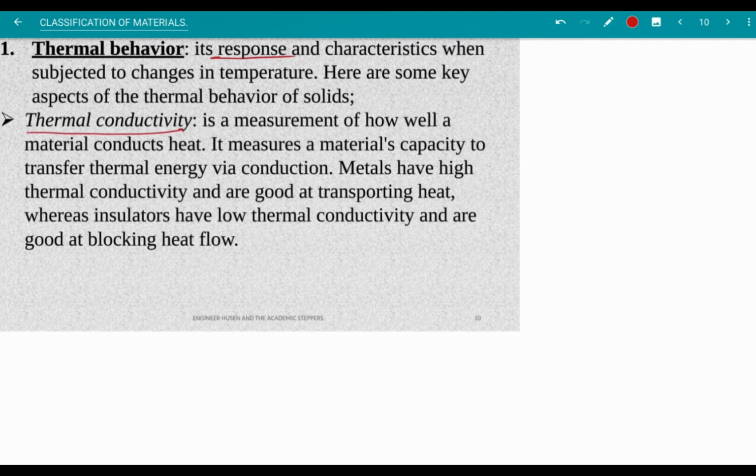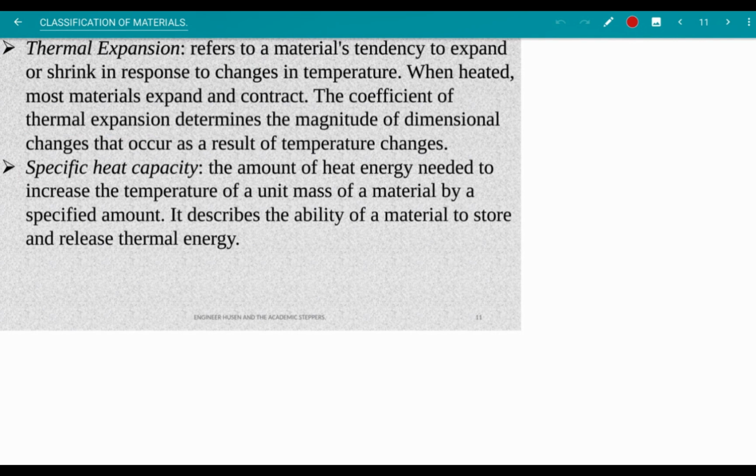Just like we have thermal conductivity, we also have what is known as thermal expansion. Thermal expansion refers to a material's tendency to expand or shrink in response to the change in temperature. When heated, most materials expand or contract. We have what is known as the coefficient of thermal expansion, which determines the magnitude of dimension changes that occur as a result of temperature change. The coefficient of thermal expansion will be explained in detail the time we look at thermal behavior as a main topic.